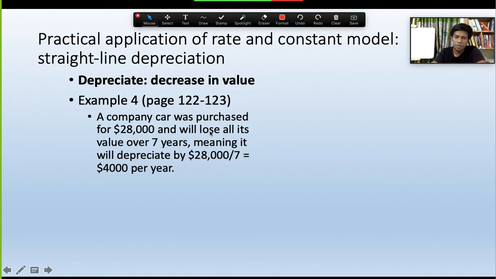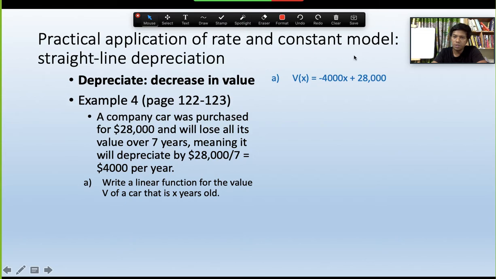Suppose $28,000 now for a car, over 7 years, it will depreciate. So 28,000 divided by 7 becomes $4,000 per year. So you see, this is $4,000, but there is no big difference between the previous math and this math. Now write a linear equation. This is the linear equation. V of x equals minus 4,000x plus 28,000, because this is the starting value, and this is the rate of decrease. And how to graph it? Again, put the value of x equals 0 and x equals 7.